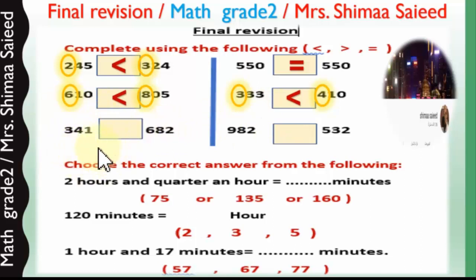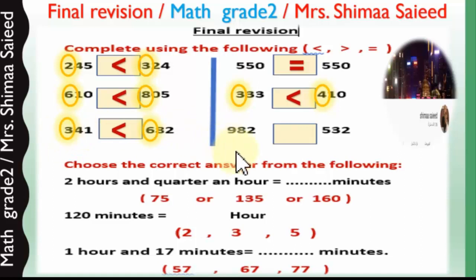Before comparing two numbers, you must count the number of digits. Here we have a 1, 2, 3-digit number, and here we have a 1, 2, 3-digit number. Then look at the hundreds place first. The digit in hundreds place here is 3. The digit in hundreds place here is 6. So 3 is less than 6, or 300 is less than 600. 341 is less than 632.